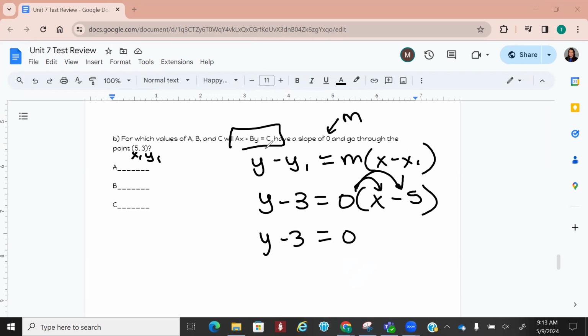And now we want it written like this. So we're going to move that 3 to the other side. And so y is going to equal 3. Now again, this looks a little strange because where is the x term? It's not there, right? So if something's not there, what number do we associate that with? 0. Okay. In front of the y, we have a 1. And then our c term is 3.